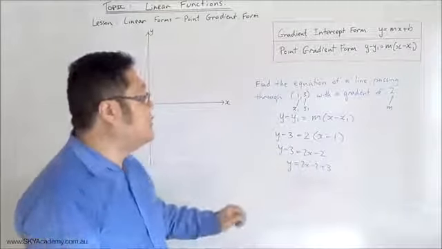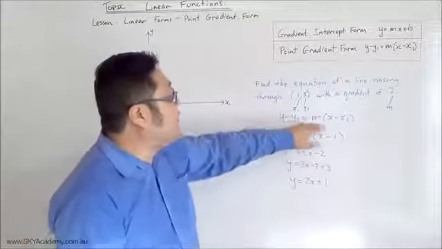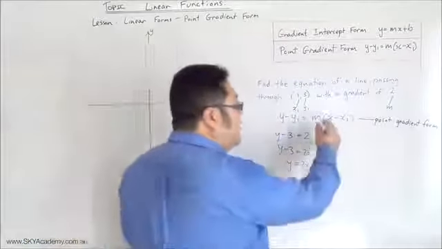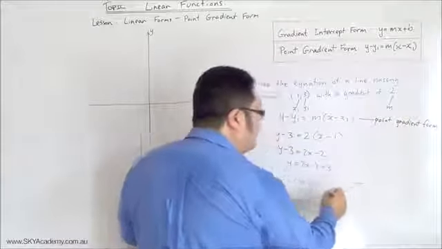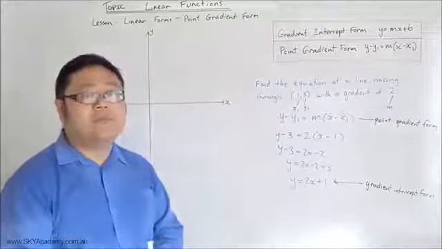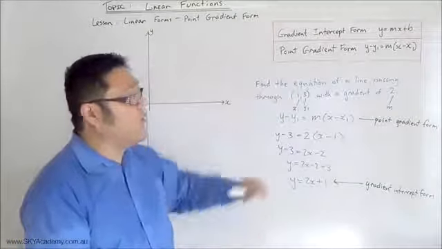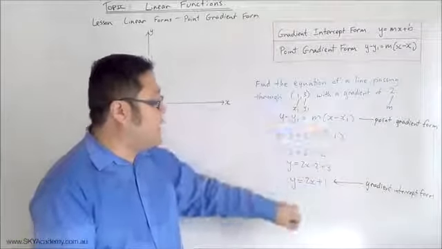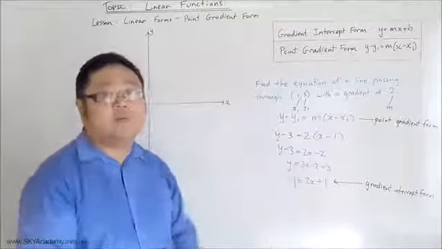Now what have we done? We've gone from your point gradient form, and we've used the algebra to get us into gradient intercept form. Yes? So now we know the equation of the line that passes through (1, 3) and has a gradient of 2. It's y is equal to 2x plus 1.